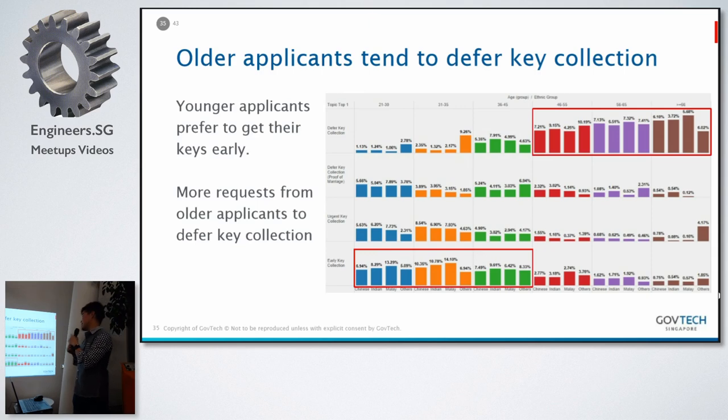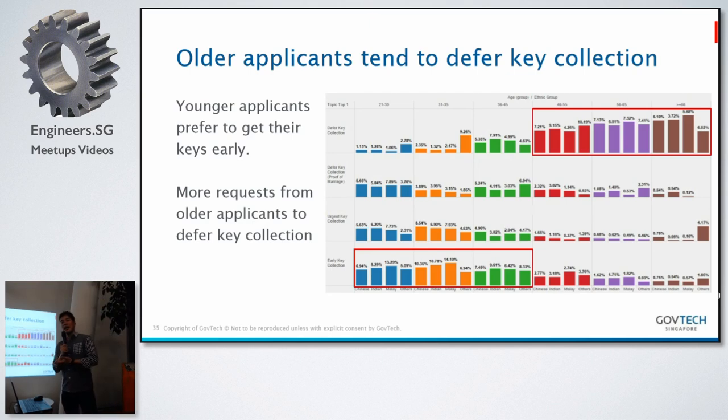Okay, another interesting thing, though not really something to act on, was something like this. We found that the reason why people request early key collection or later key collection was related to their age. The two rows at the top are email requests for delaying key collection, and the two rows at the bottom are for requesting early key collection. The columns are the age groups. The proportions are normalized by row, and you can see that for requests to defer key collection, there is a high proportion of older people. On the other hand, requests for early key collection come more from younger people.